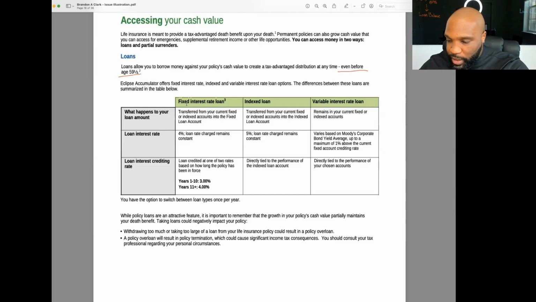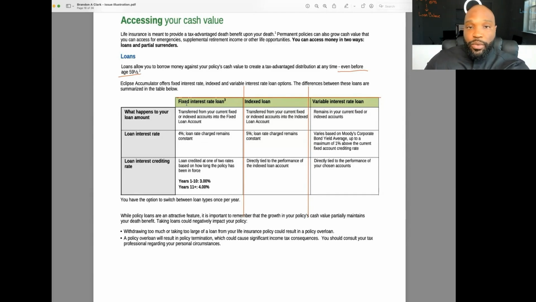So as we look at this particular policy's loan options, 99 times out of 100, IULs will give you both options. They're going to give you either a participating loan or a non-participating loan option. So we're actually looking at a product that gives you this option. All right. So you have your fixed interest rate loan. This is a non-participating loan. Whereas these other options over here, these are what you would call participating loans.